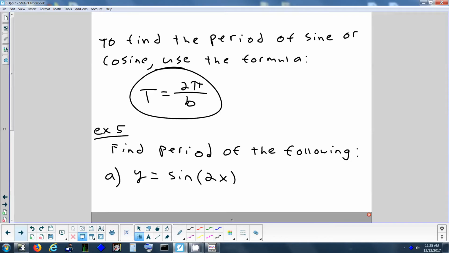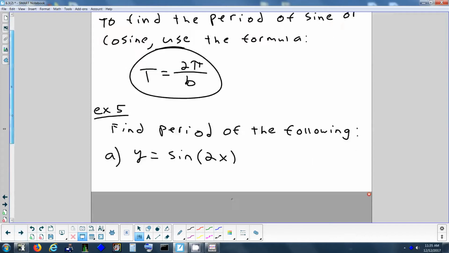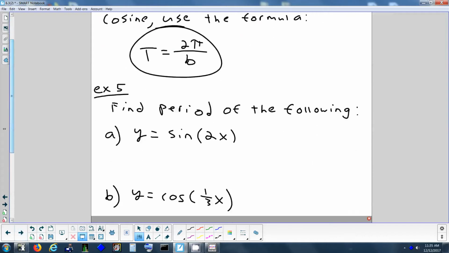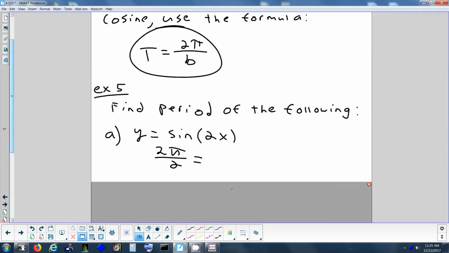In example A, first of all, what is b? 2. 2 is not the period. 2 is just b. And where does the b go? Bottom. Denominator. So what's the period of that? It would be pi.